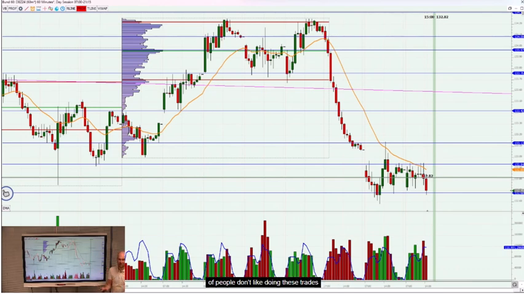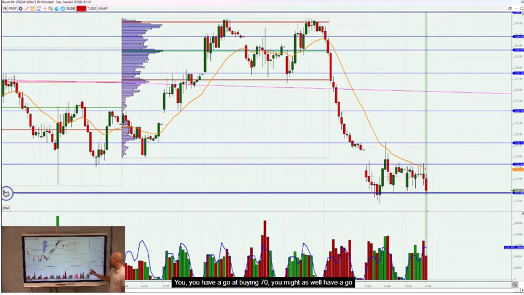That's why a lot of people don't like doing these trades, because there's nothing that tells you you're wrong. You have a go at buying 70, you might as well have a go at buying 60, and then you're getting yourself to the point of, well, if this does go wrong, it's really going to hurt, and you're not going to get a chance to make it back. That's why people don't like them.